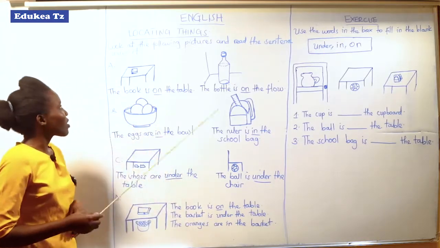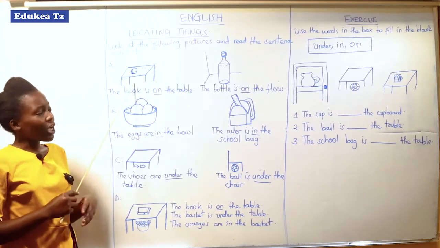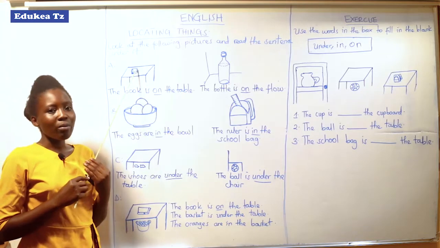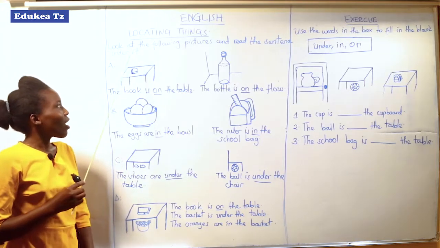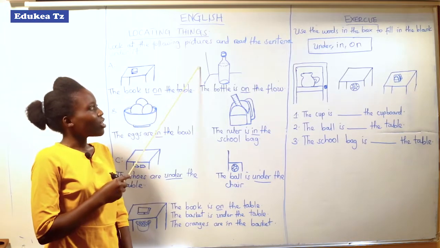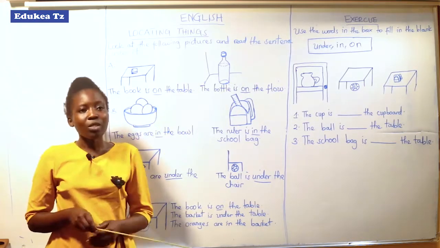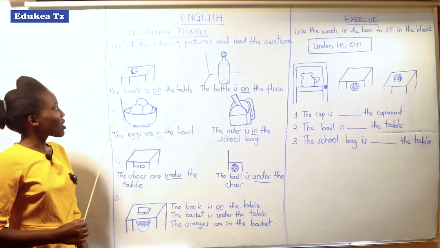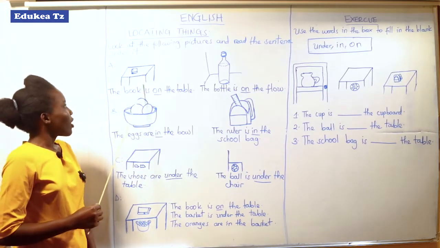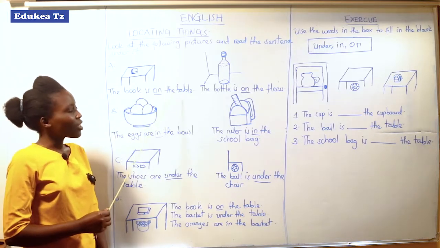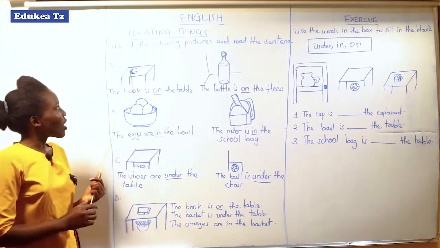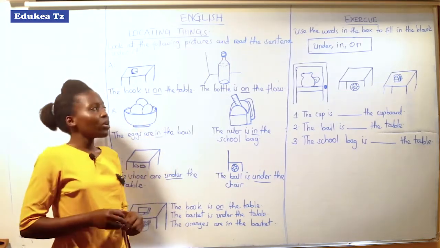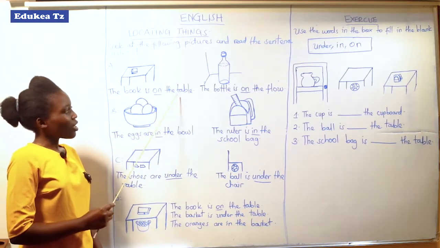Starting with the first letter A, there's a picture here which offers a table and a textbook, or a book, on the table. The second picture is a bottle which is on the floor. Starting with the sentence under the first picture, it says that the book is on the table. We see that this book is on the table because it has been located on top of the table. So we say that the book is on the table.